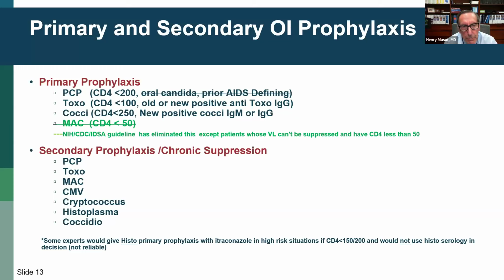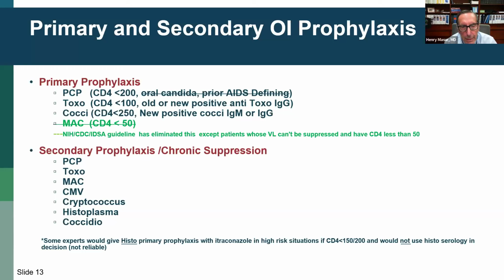There's sort of niche issues in terms of coccidioidomycosis. If you live in an endemic area or patients who have been there, the recommendation is that if your CD4 count is below 250, why this is something other than a multiple of 100 is an old story. But if you have a new positive IgM or IgG and your CD4 count is below 250, you ought to get itraconazole. And there are some experts who would give histoprophylaxis with itraconazole in immunosuppressed patients with CD4 counts less than 150 or 200, if they're in, quote, high-risk situations. What a high-risk situation is is sort of vague, but it's worthwhile to just be aware of that.